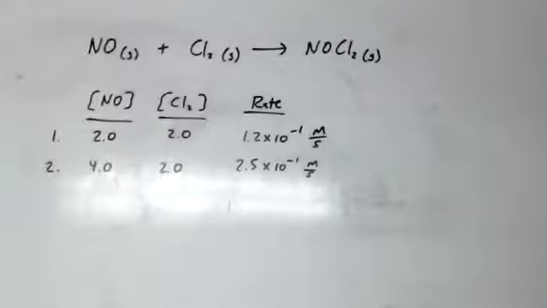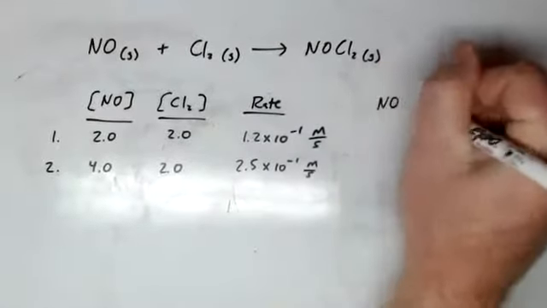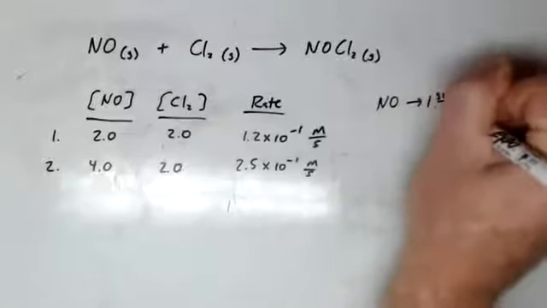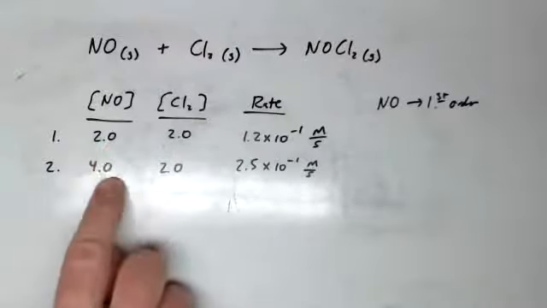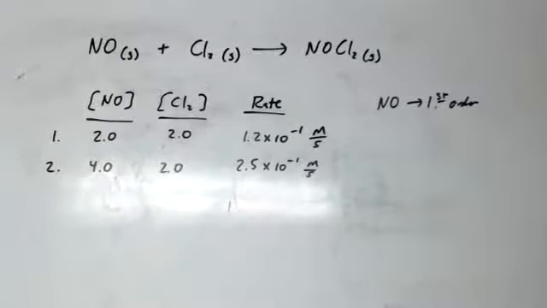Now looking at this, we went from essentially 1.2 to 2.5. That is effectively a doubling. So that tells us that when we doubled NO, we doubled the rate as well. We would then say NO is 1st order. So whatever we did to the concentration was also done to the rate. Now, what about second order? We can quickly rule that out because if we doubled our concentration of NO and that NO was second order, we would see a quadrupling of the rate. And we definitely don't see that here.